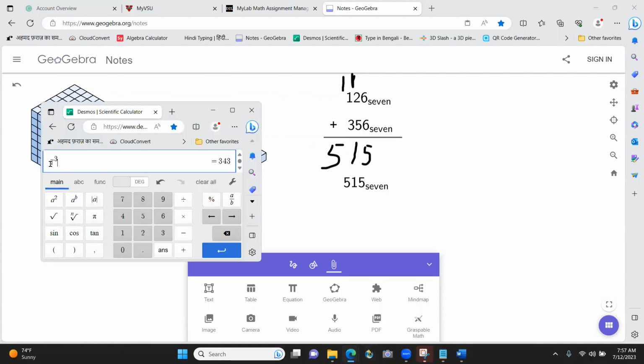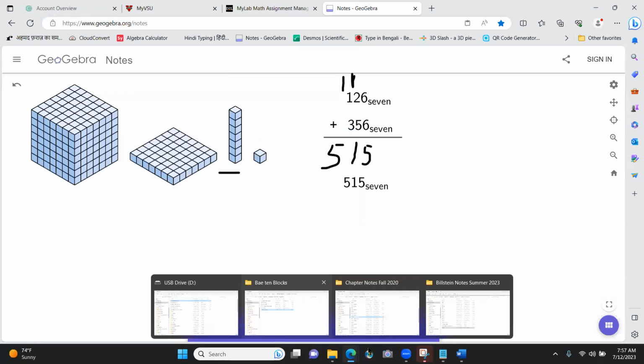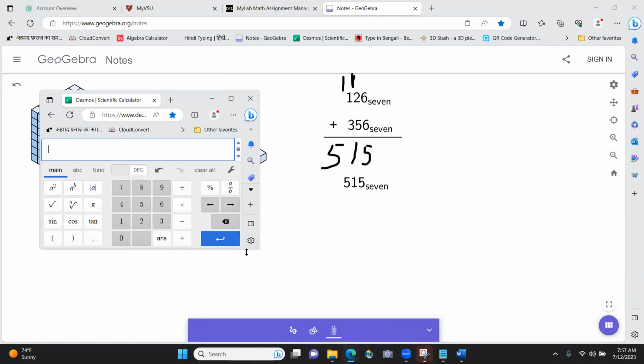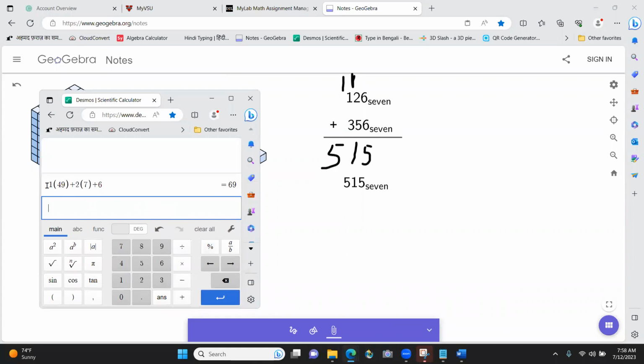The first one is 1 times 49, which is 7 times 7. Plus 2 times 7 plus 6. And that's 69.